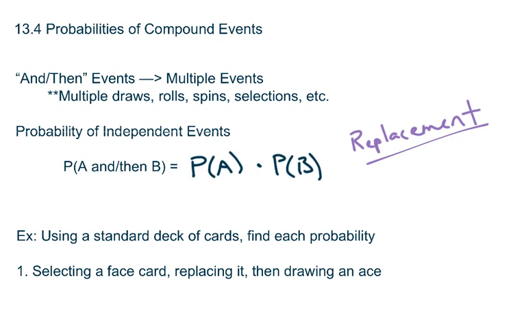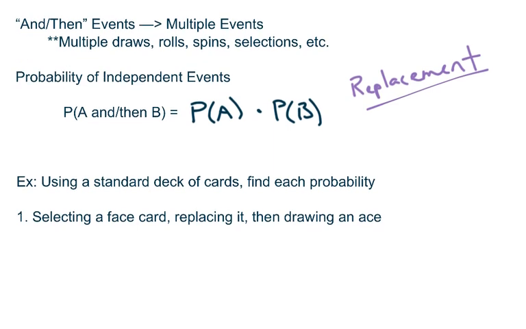It would be the same thing as if we had two identical decks of cards or two identical bags of marbles, and then we're finding the probability of each one. The key word with independent events is replacement. If we put something back, then we're talking about independent events, and all we need to do is find the individual probabilities of each event and multiply them together. So let's jump into a couple of examples.